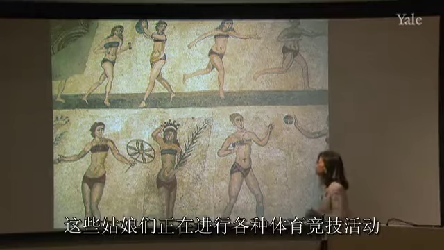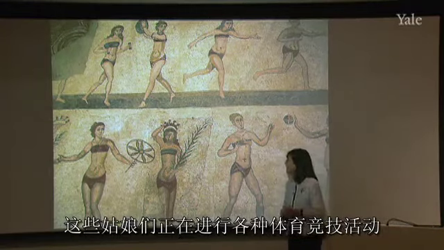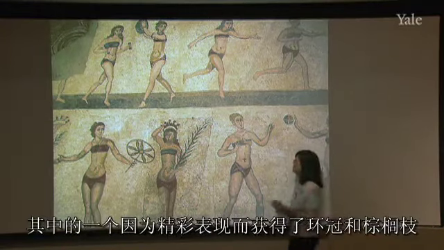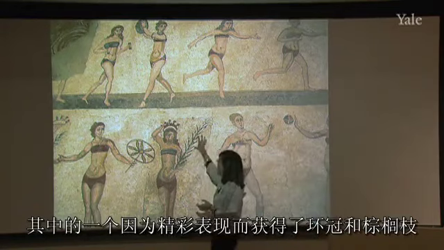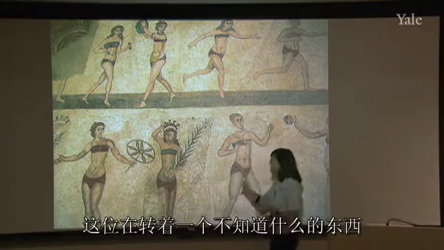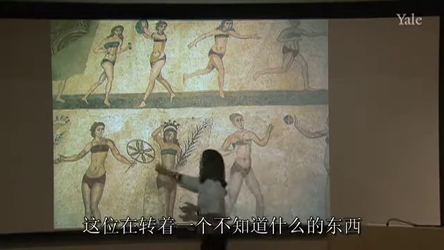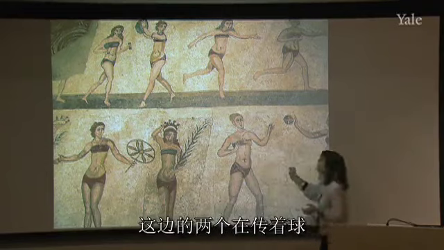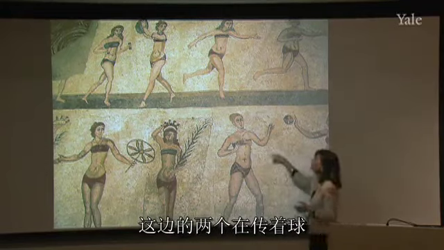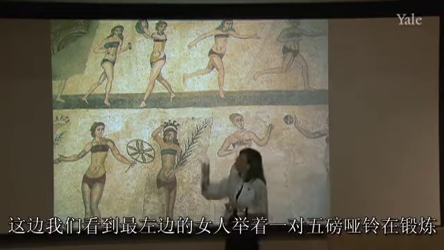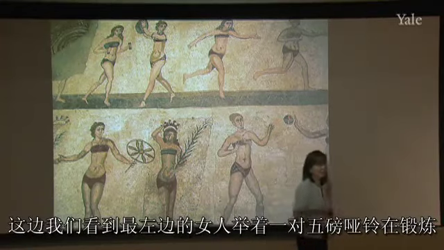And they are involved in all kinds of athletic activities. One of them has received a crown and a palm branch for her excellence. This one is twirling who knows what. Here, these two are playing ball, and over here we see a woman on the left with her 5-pound weights working out.